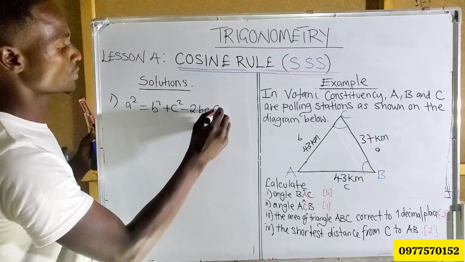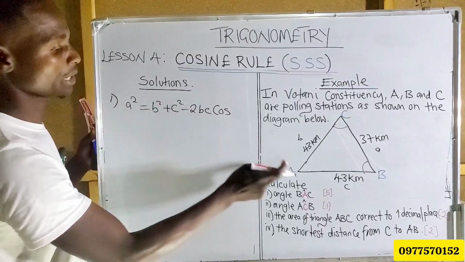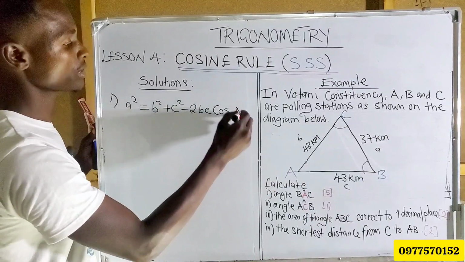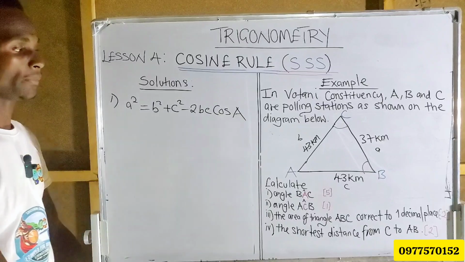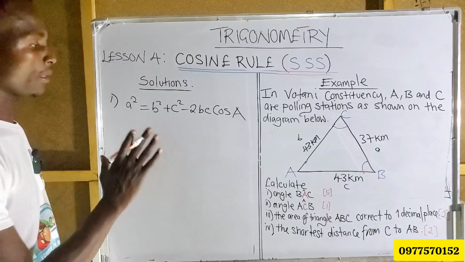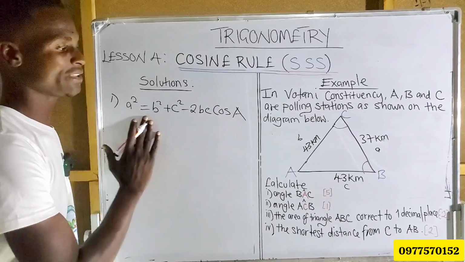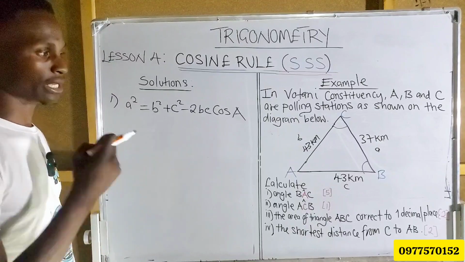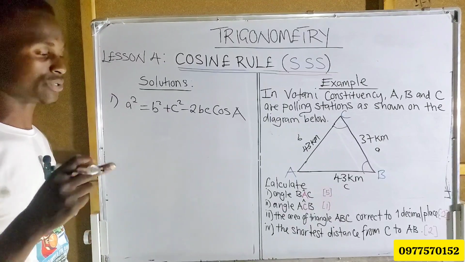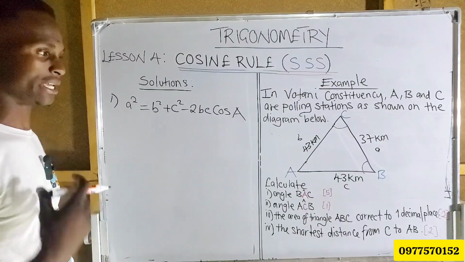2BC cos the angle we're calculating, which is cos capital letter A. Okay? You see? It's easy. Now, having written this, my good friends, it's just a matter of what? Substituting. Let's substitute what we are given.